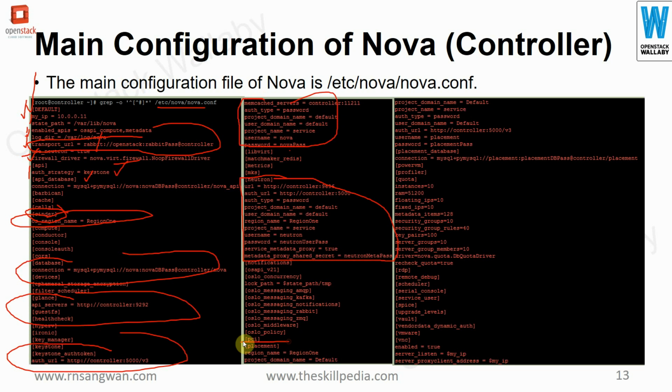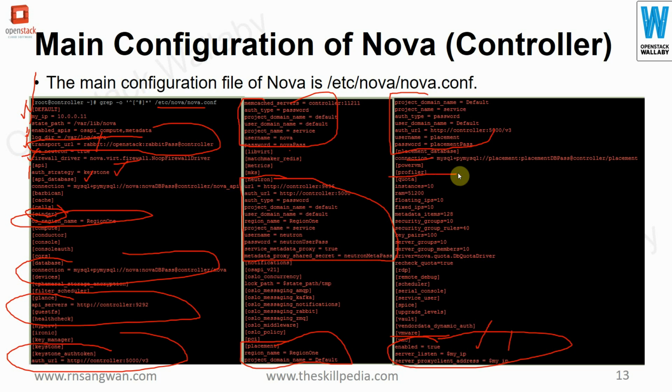Then similarly placement, which is mandatory for Nova. There are placement service details including connections. So these are the common ones. The rest are: VNC enabled is equal to true, and where it will listen, what the IP will be. So these are the VNC connection settings. So these are important sections.